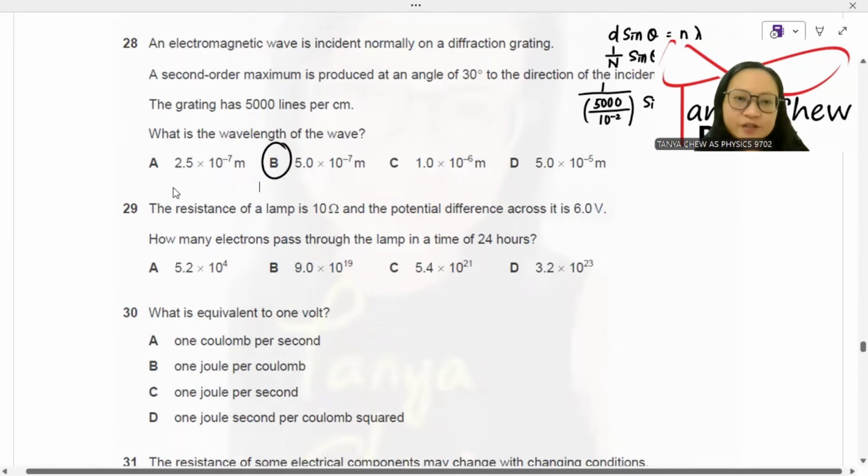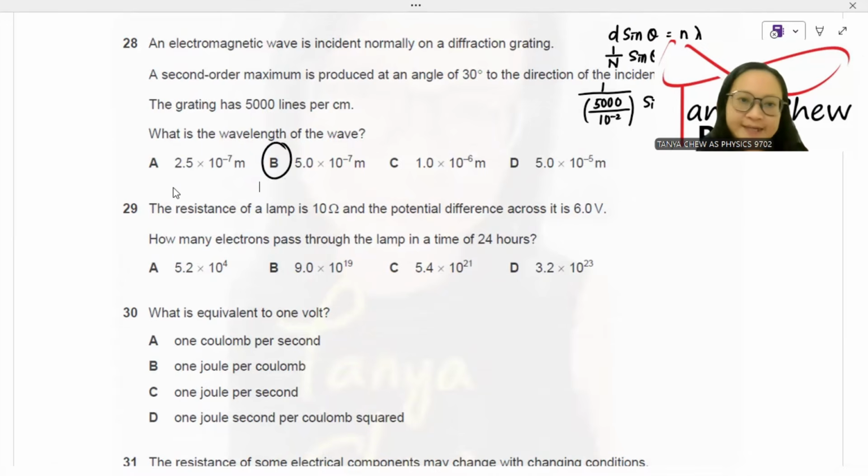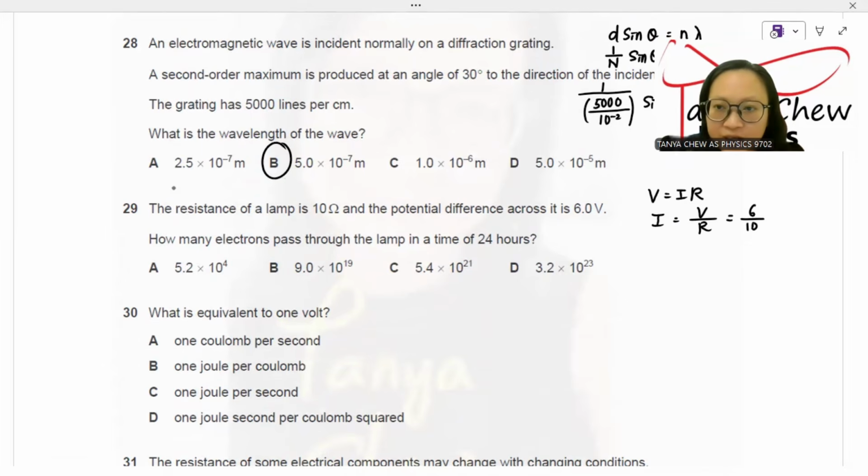29, the resistance of a lamp is 10 ohm and the potential difference across it is 6 volt. How many electrons pass through the lamp in a time of 24 hours? Now I'm going to use Ohm's law to find the current first. Current is equal to V over R. V is 6 divided by 10, so the current is 0.6 ampere.